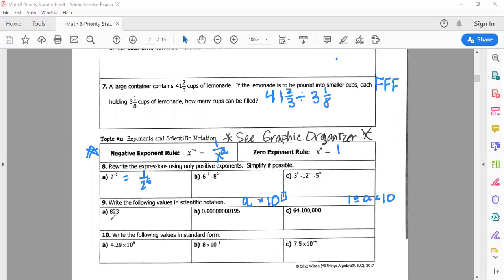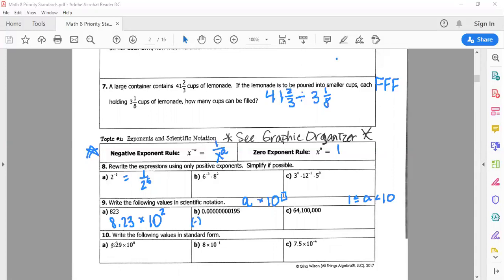To make this between 1 and 10, we have to make it 8.23. That's the only place you can put that decimal to make it between 1 and 10. Then we have the second part, times 10. And since we moved it 2 places, it's times 10 to the second power. Just as an example, if you're going this way with the decimal, that's going to be a negative exponent. I'll put that in parentheses here to remind you.